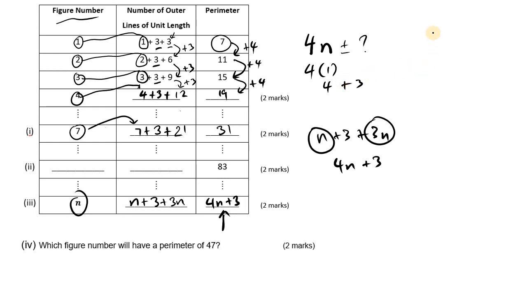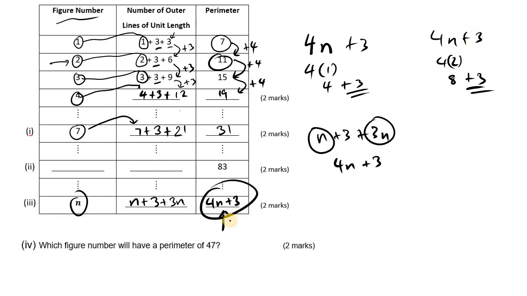Okay, let's try another one. 4n plus or minus a number. Let's try the one where the figure number is 2. 4 times 2 is 8. When the figure number is 2, we want 11, but we get 8. So we have to add 3 again. So it must mean that we are adding 3 to the 4n. Exactly what we have here. Impressive, right? Okay, so now we have gotten all that.